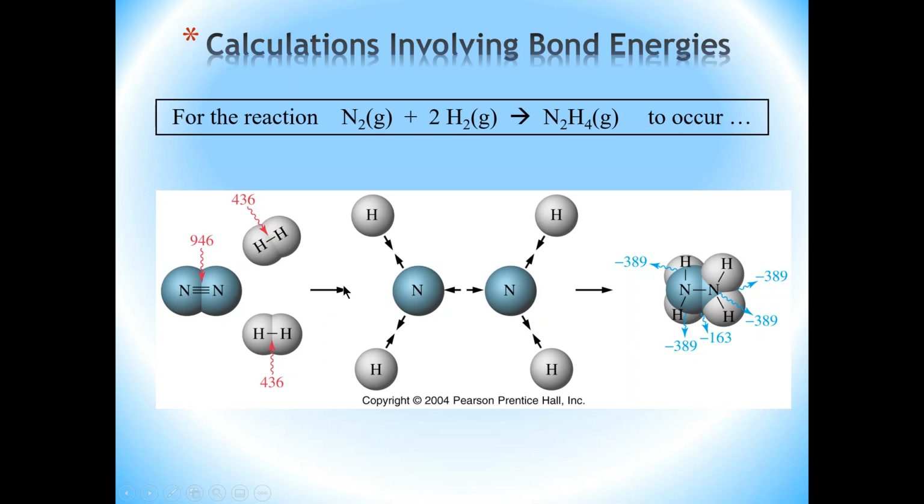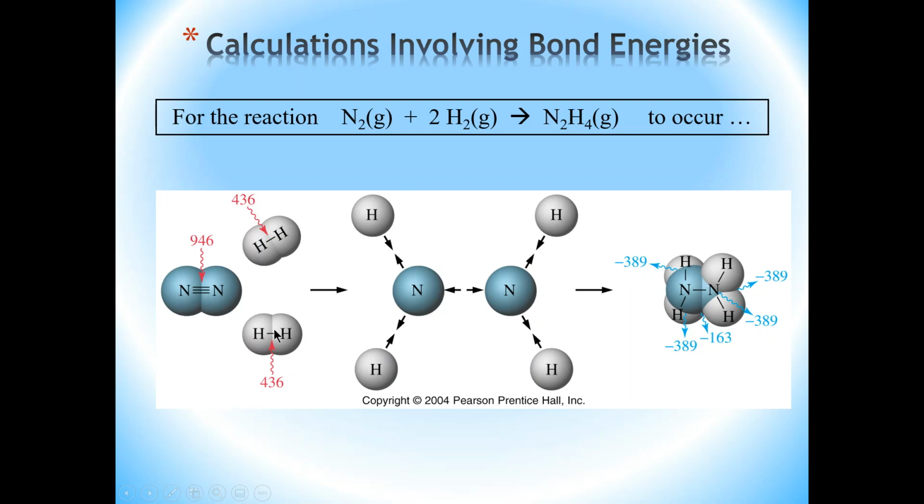When we consult the table, we see that the bond dissociation energy of hydrogen is 436 kilojoules, and the bond dissociation energy of nitrogen is 946 kilojoules. For the nitrogen to nitrogen single bond, the bond dissociation energy is 163. For the nitrogen to hydrogen bonds, it is 389. So how do we use these values to calculate the enthalpy change of this reaction? We assume that all these bonds are broken to form separate atoms, and then bonds are formed to end up with the product.